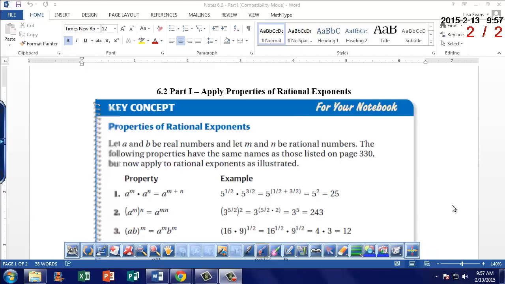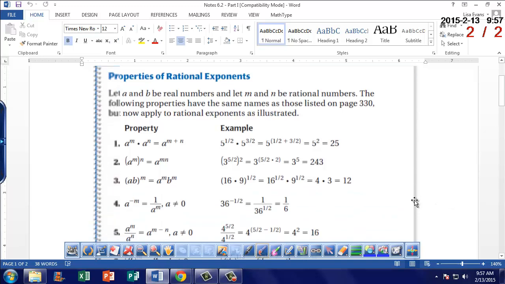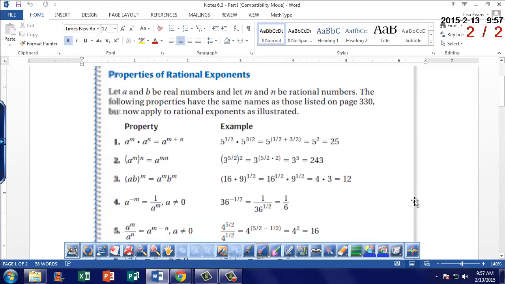Hello, today we're doing lesson 6.2 and I broke this section up into 3 different sets of notes. So today we're going to apply properties of rational exponents. Now, properties of rational exponents are the same properties as regular exponents. It's just that we're going to be dealing with fractions. So we're going to be adding, subtracting, and multiplying fractions.